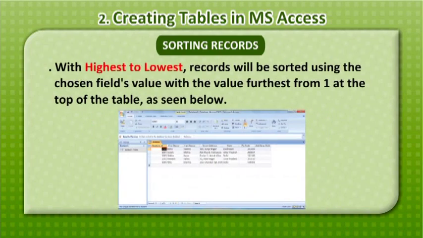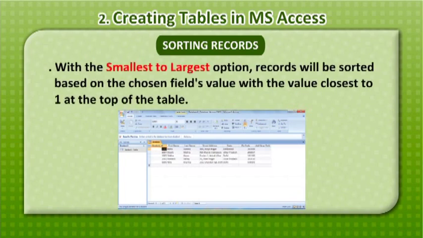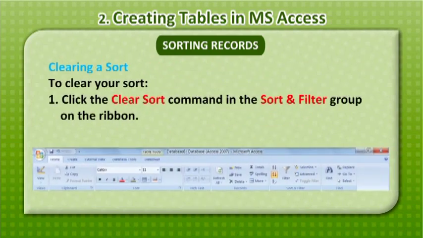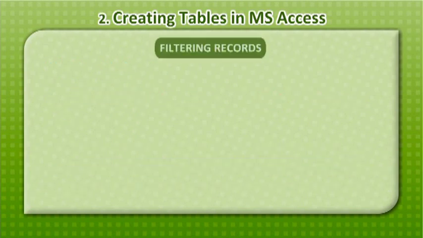With highest to lowest, records will be sorted using the chosen field's value with the value furthest from 1 at the top of the table as seen below. With the smallest to largest option, records will be sorted based on the chosen field's value with the value closest to 1 at the top of the table. Clearing a sort. To clear your sort, 1. Click the Clear Sort command in the Sort and Filter group on the ribbon.